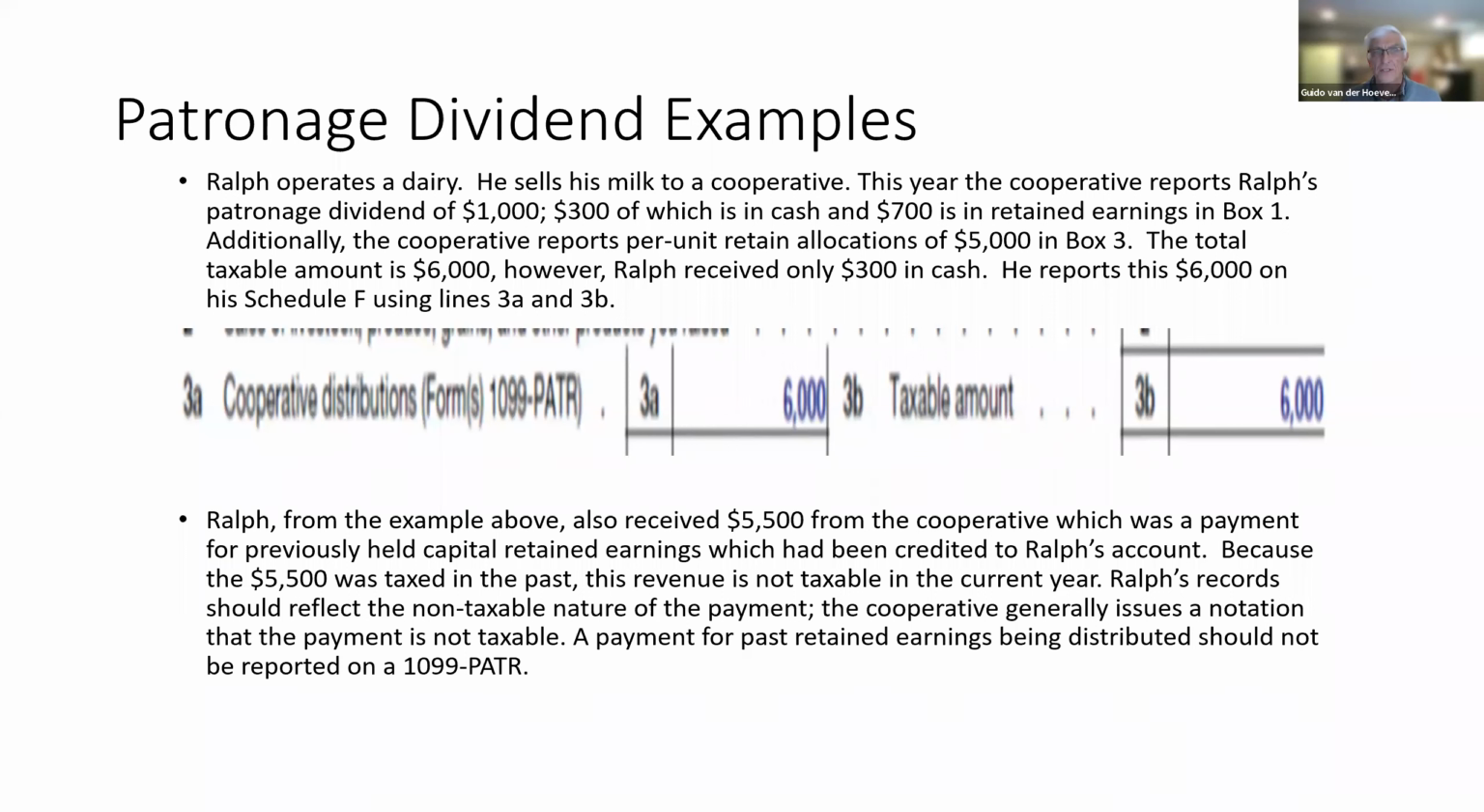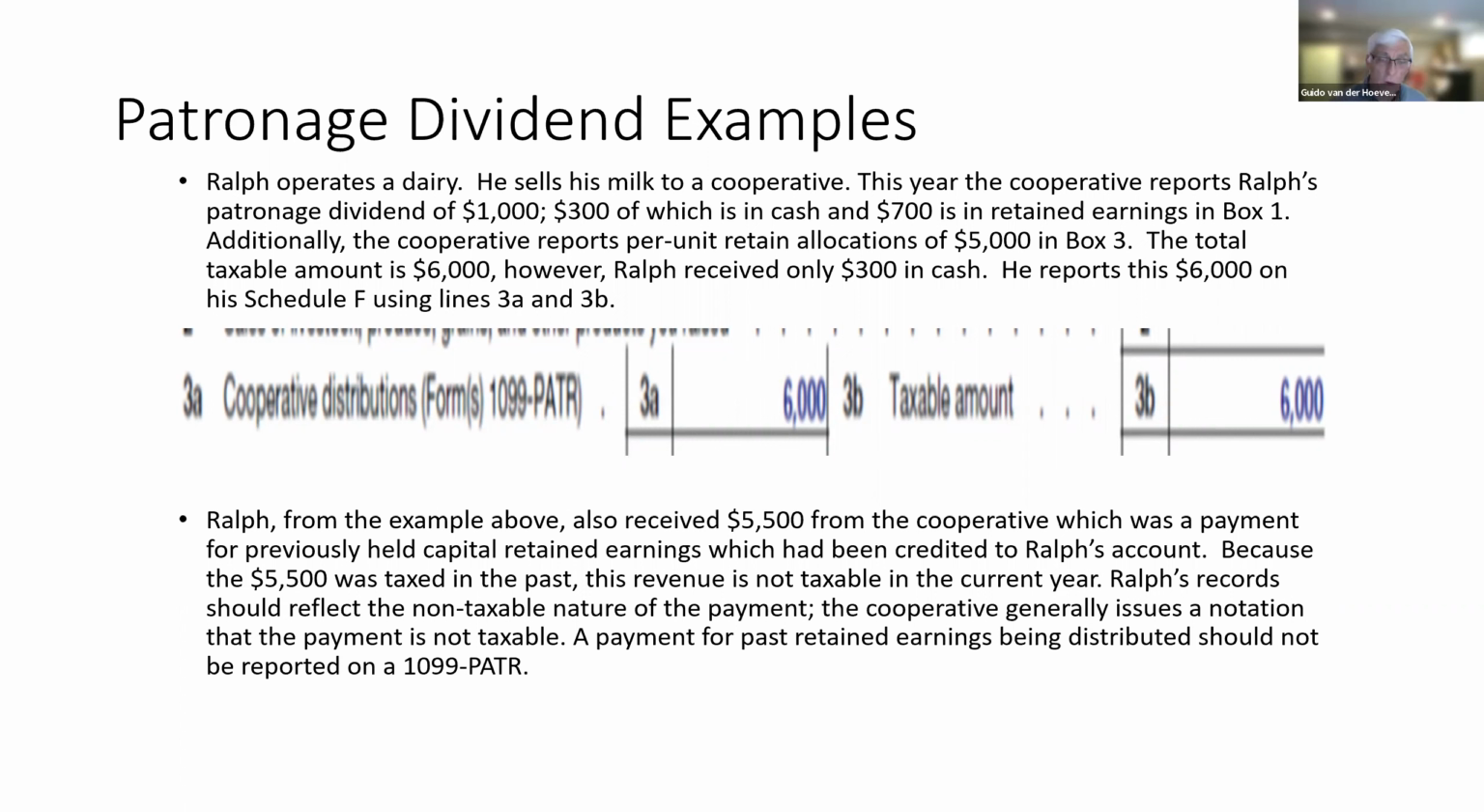Ralph operates a dairy, sells his milk to the cooperative. This year, the cooperative reports his patronage, and his total patronage is $1,000, but he only gets $300 in cash, and $700 is retained earnings that gives the cooperative some operation capital. And additionally, there could be some per unit retained allocations of $5,000. So in this particular example, the total amount that he's going to receive and he has to report is $6,000. But Ralph only has received $300 in cash. But you can see there that he reports $6,000 on line 3A and then on 3B.